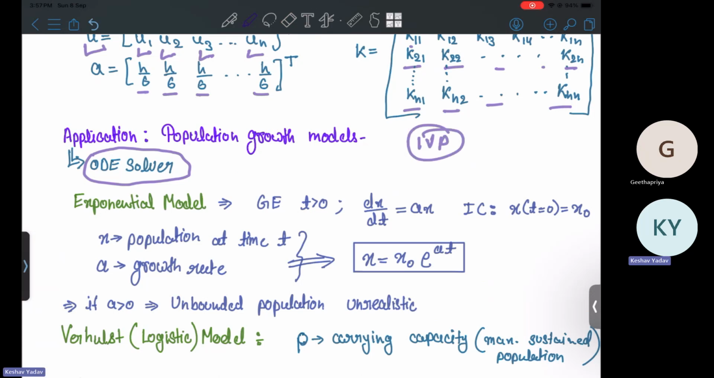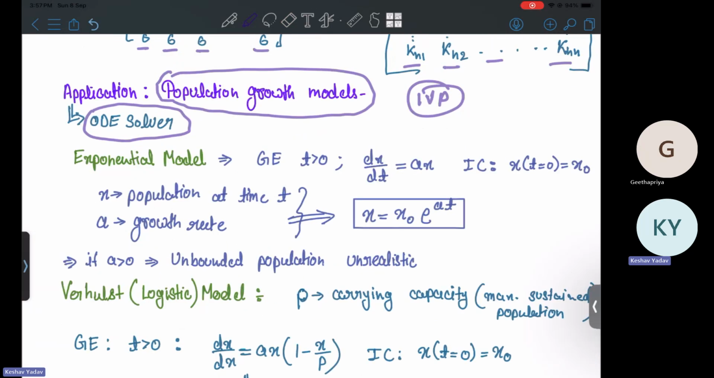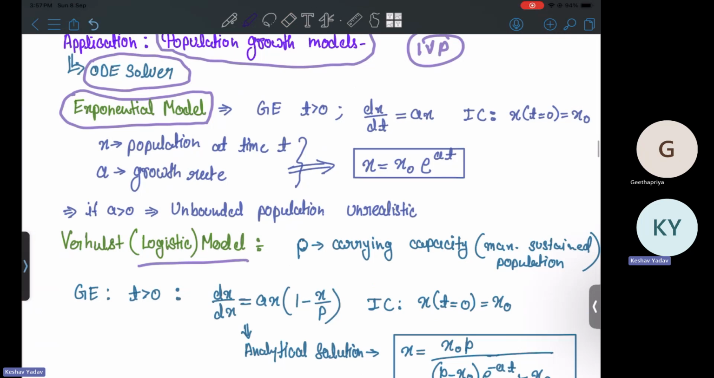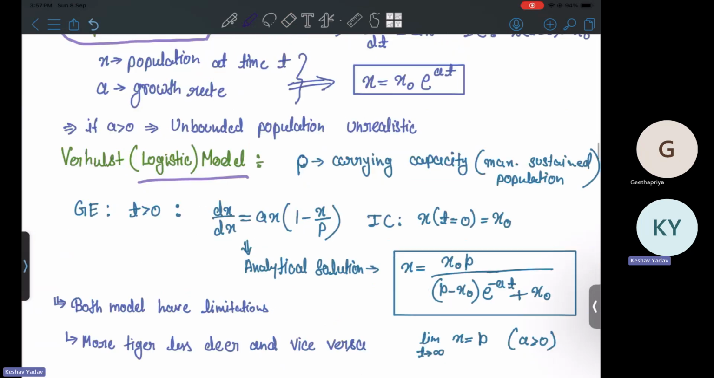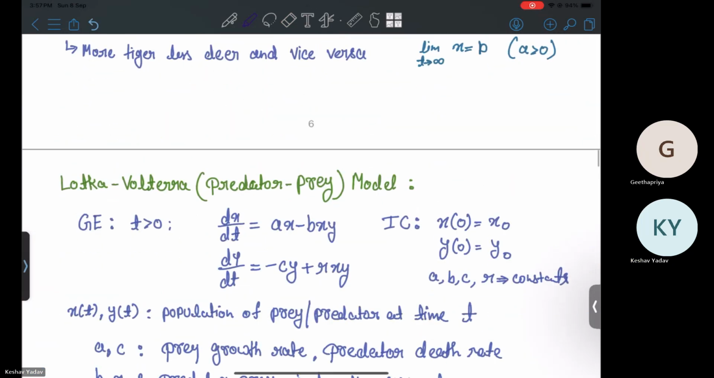Okay, so one special kind of problem can be a growth model type problem, population growth type problem. There are multiple types of models like the exponential model, logistic model, or Malthus model, or the predator-prey type of model, that is known as the Lotka-Volterra model.